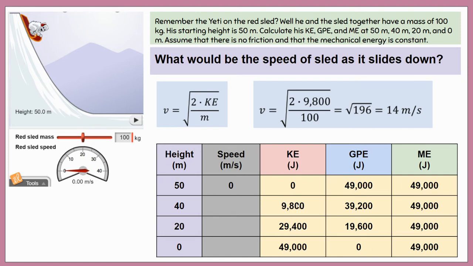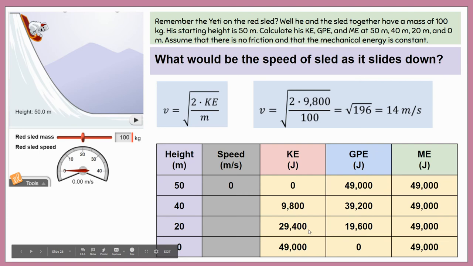Well, if we look at the kinetic energy, it's 2 times 9,800 divided by 100. When you plug in those numbers, you get 196. You take the square root of that, and that gives you 14 meters per second. So you can write this one down. And what I'd like for you to try is to get the values of the other two speeds as it goes down.